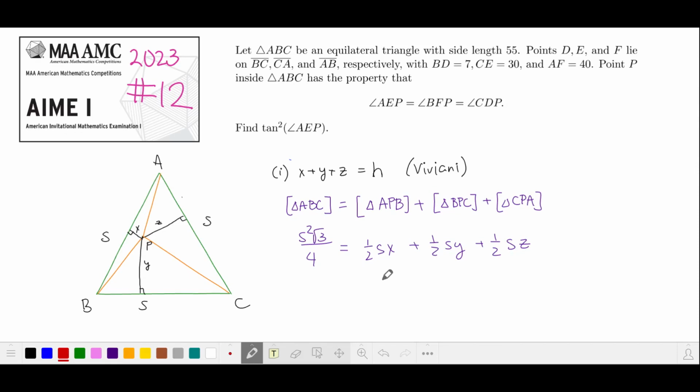Multiplying by 2 and dividing by S, we can solve for x plus y plus z, which is S root 3 over 2, which is also the height of our equilateral triangle.